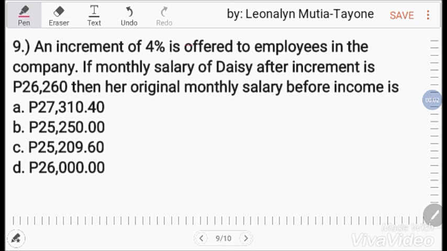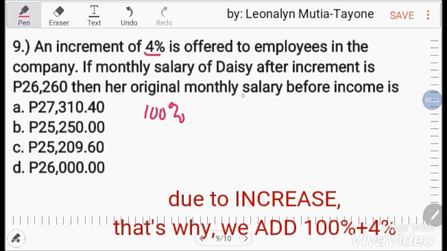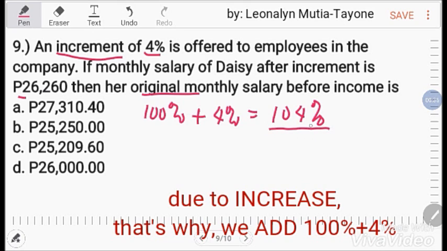Number 9. An increment of 4% is offered to employees in the company. If monthly salary of Daisy after increment is 26,260, then her original monthly salary before increment is? So, 4% ang increase. So, bali, yung original niya 100%, kasi increase man, 4%, that means 104%. 26,260 is 104% of her original salary.